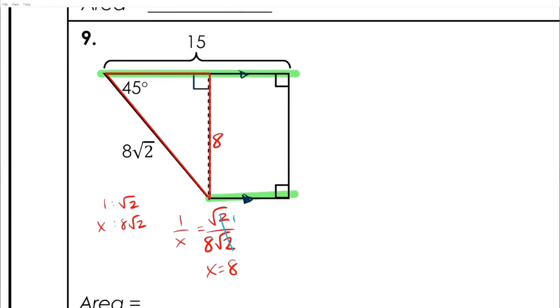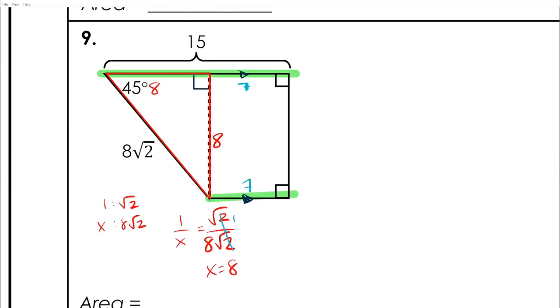That also means this piece of the rectangle is 8. That's important that we acknowledge that. Why? What does that do for us? Yeah, it lets this piece of our top be 7. I got that by doing 15 minus 8. Since it's a rectangle, if that blue section is 7, the bottom blue section is 7.